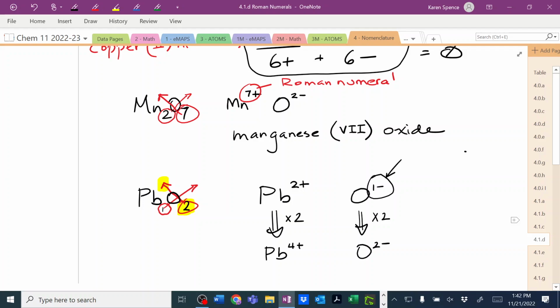Yes. You only use -ide if it's a monatomic ion.